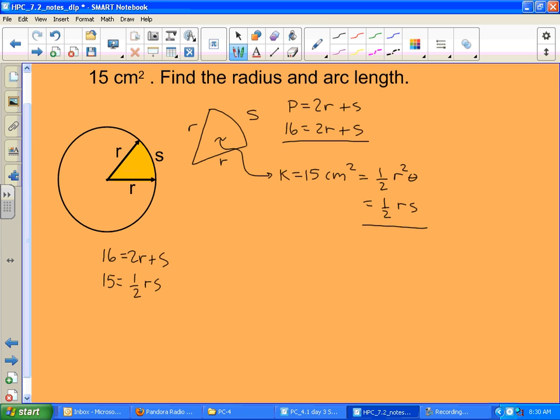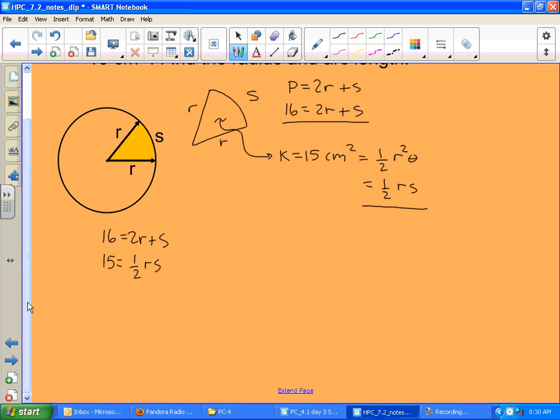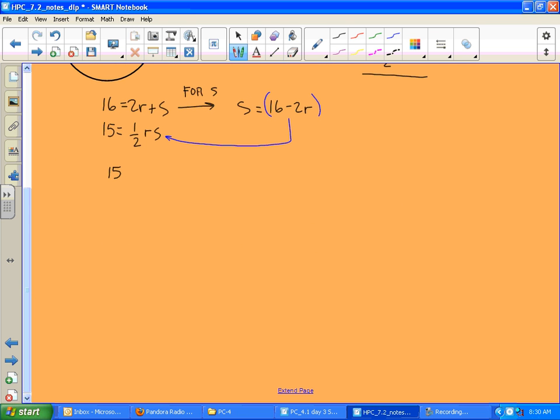All right, so let's go do some solving here. If we, for example, chose this equation and solved it for s, we would get that s is equal to 16 minus 2r. And then now, if we substituted 16 minus 2r into our s equation, we would get the following. That 15 is equal to 1/2 r times 16 minus 2r.